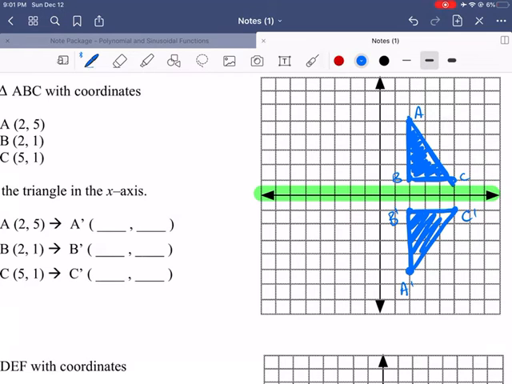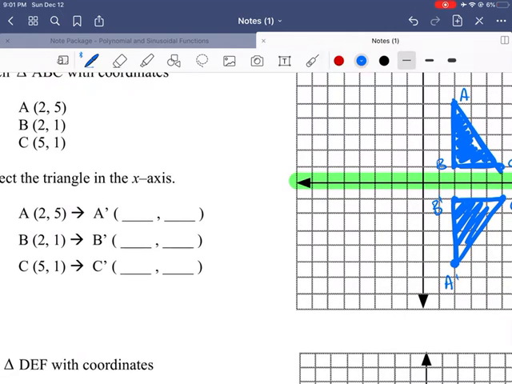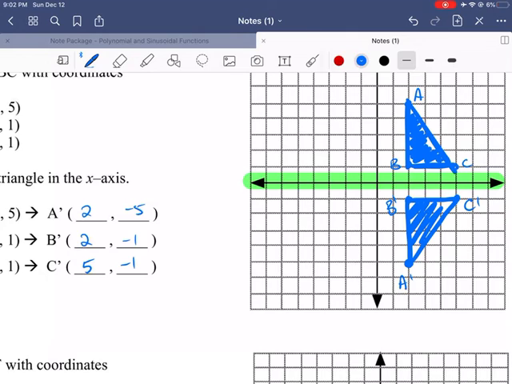So what do we notice about this? Well, because we're not moving left or right, the x-coordinates actually stay the same. So A is at 2, 5, so it's going to be at 2 and -5. B is at 2, 1, so it's going to be at 2, but -1. And C is at 5, 1, so it's going to be at 5 and -1. You'll notice that the y-coordinates all change because that makes sense. It's moving up or down. Well, it's being flipped over, but its height is changing.